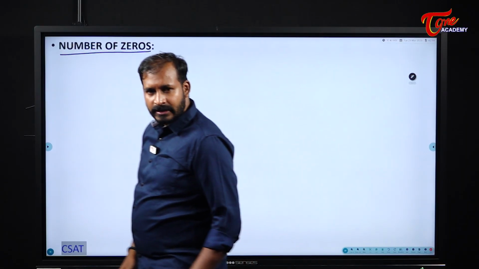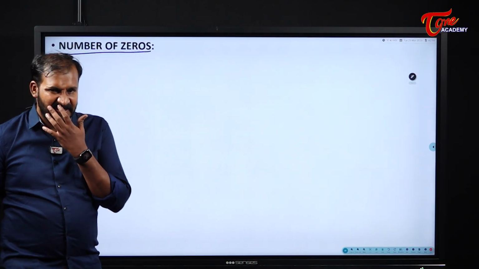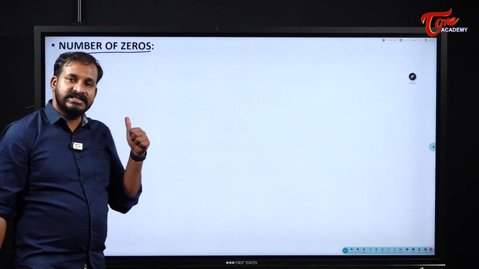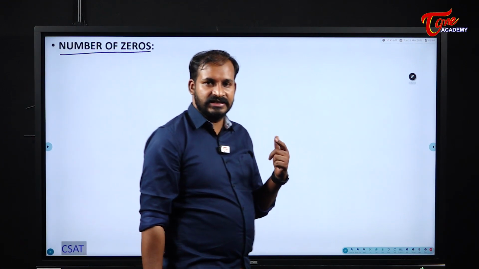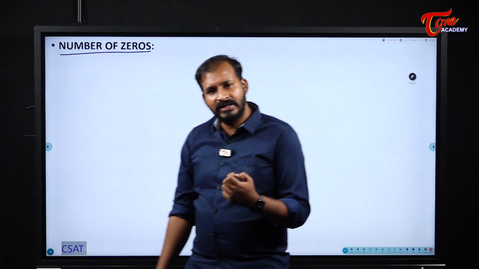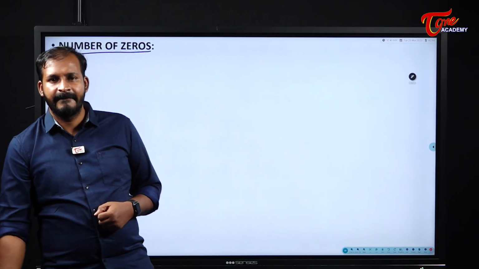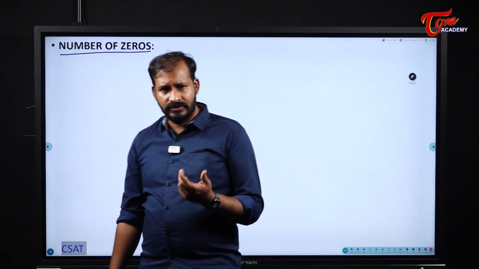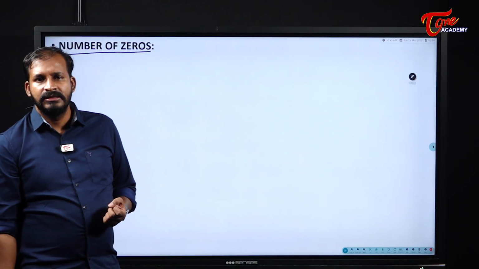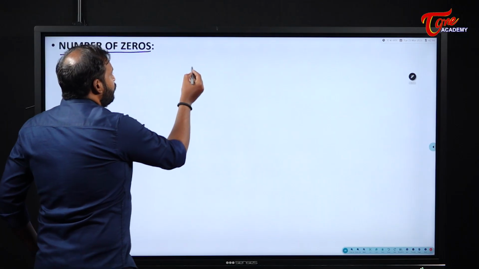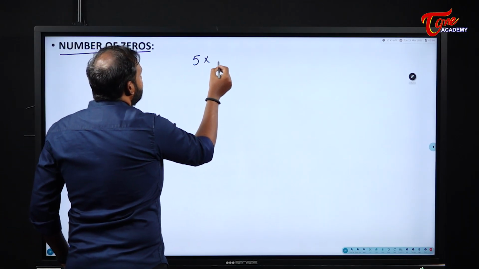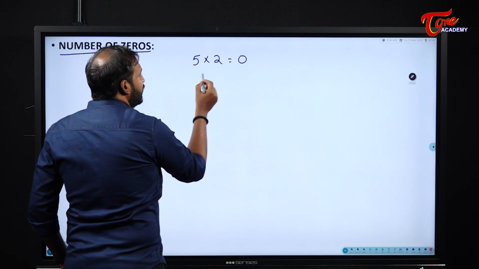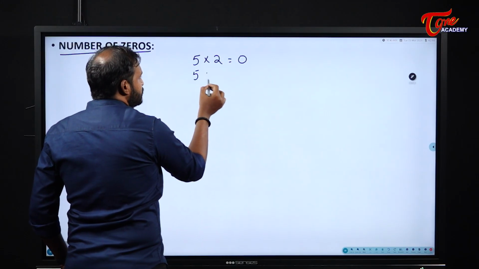Next one. Generally how will the questions be? See here, students, while discussing the units digit concept, we discussed one important thing: when we will get 0 at the units place. When we have 5 and multiply 5 with any even number, we will get a 0 at the units place. 5 4s we will get 0.